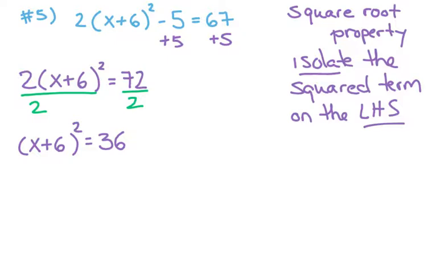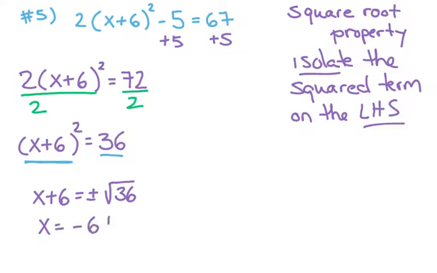Okay, so I've isolated this squared term on the left-hand side. I have a number on the right-hand side. Now I can use the square root property. We know this means x plus 6 equals plus or minus the square root of 36. So x equals negative 6 plus or minus the square root of 36. Now we just need to figure out what that looks like.